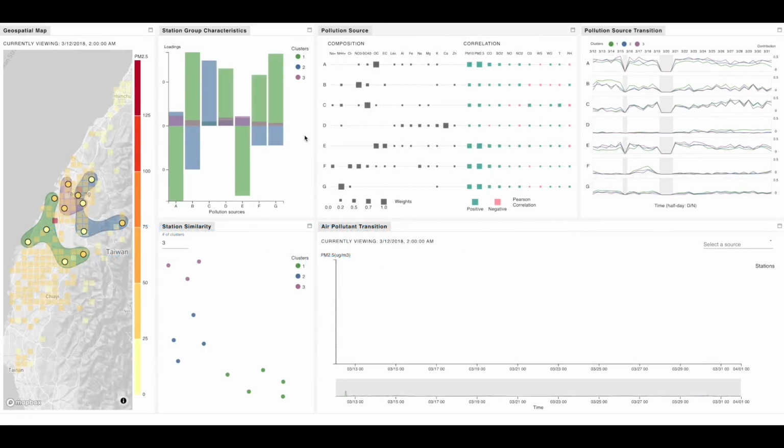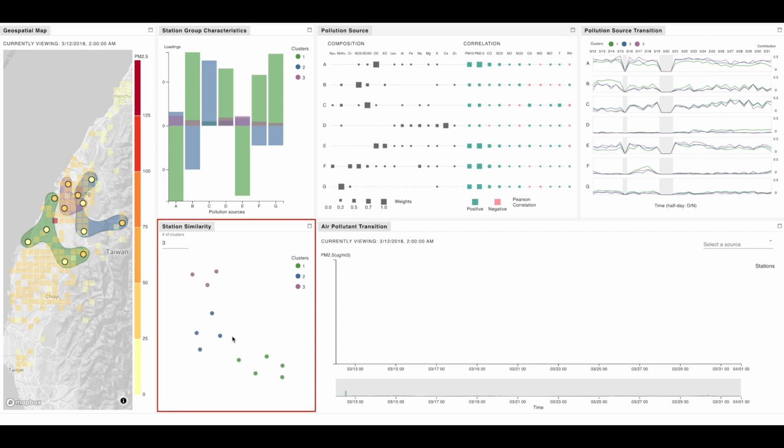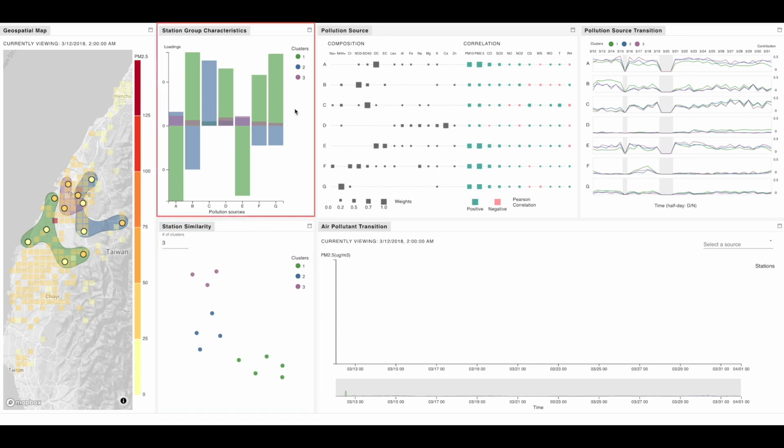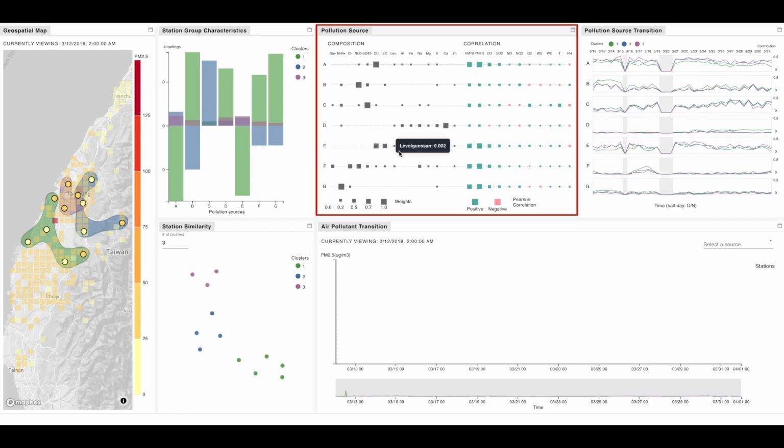In this video, we provide an overview of our visual analytics system. The visual interface consists of 6 views. In the station similarity view, these 3 station groups are formed based on their behaviors in terms of the time and feature aspects. The station group characteristics view highlights the uniqueness of a station group in terms of the pollution sources, where these pollution sources are extracted from the data and their relations with chemical species and other measurements are represented in this pollution source view.